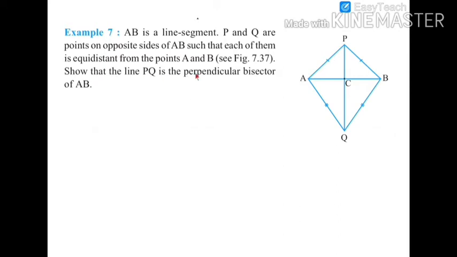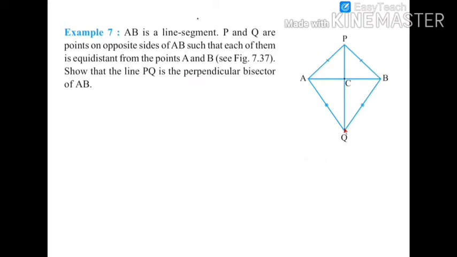Show that line PQ is perpendicular bisector of AB. Points P and Q are equidistant from points A and B. What does this mean? P is equidistant from A and B. That means AP will be equal to PB.